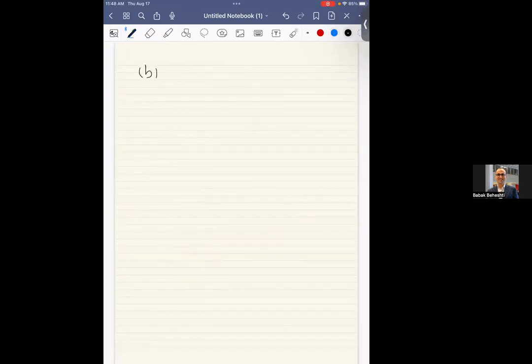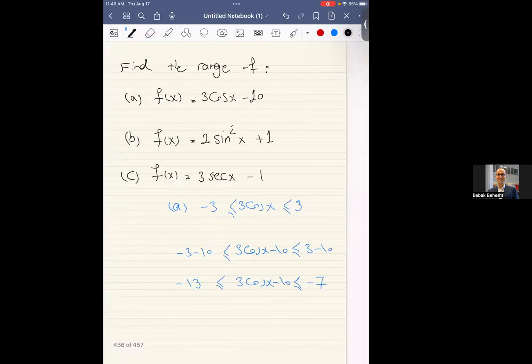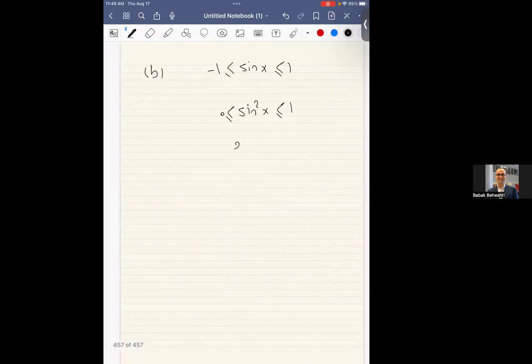so for B, we know that sine x is between -1 and 1. But sine square of x is greater than or equal to 0, right? And it cannot be greater than 1, because if you square a number with absolute value at most 1, you get a number at most 1. So now you have 2 times sine square. So 2 times sine square is between 0 and 2. And then 2 times sine square x plus 1 is between 1 and 3.